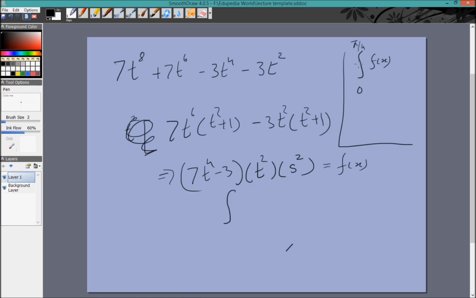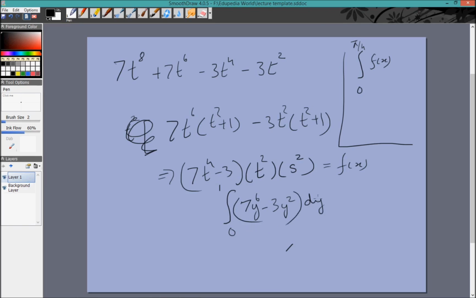Now 0 to pi by 4, if we put tan theta is equal to t, it will become 0 to 1, right? Because tan pi by 4 is 1. So now we'll take that to be, let's say, y. So we'll get 7y to the power 6 minus 3y square dy, right? This is the final answer.